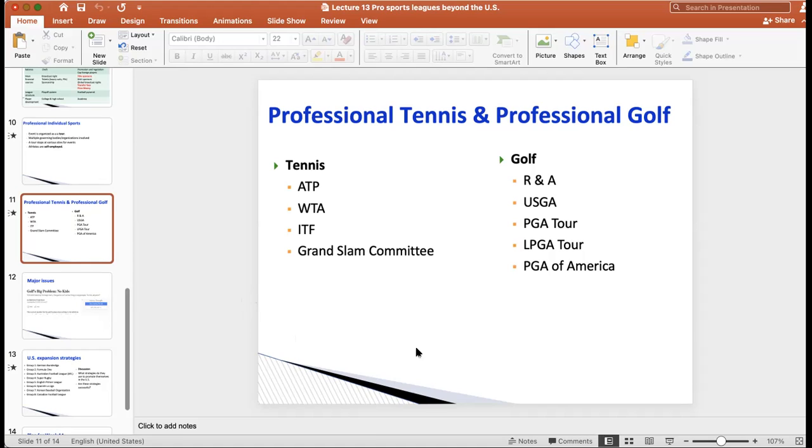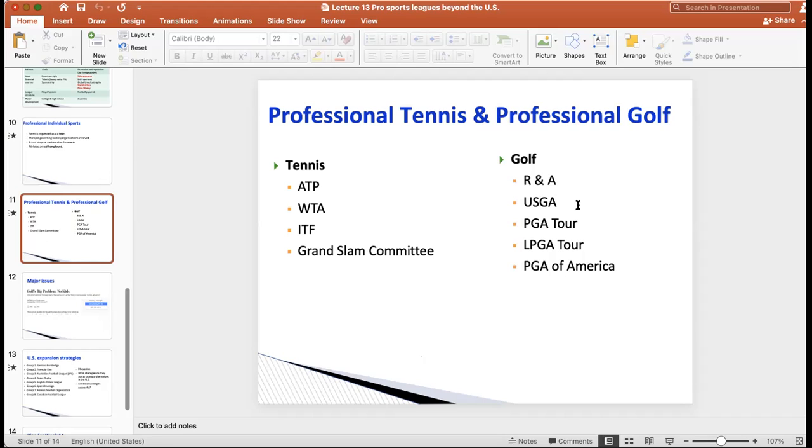So golf is very complicated, right? First of all, it has 2 governing bodies. One is the R&A, another one is the USGA. USGA basically developed the rules in the US and Mexico. R&A developed the rules in other parts of the world. USGA and R&A collaborate together, so they develop the rules of golf.